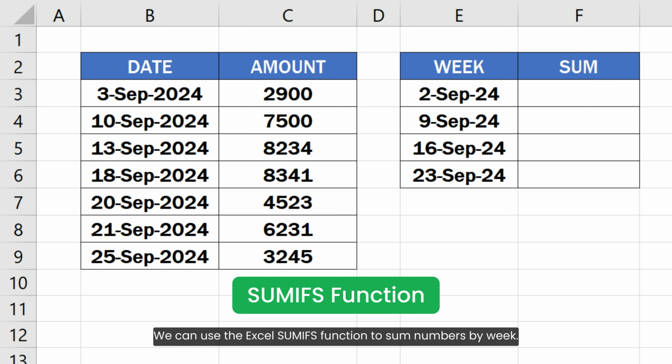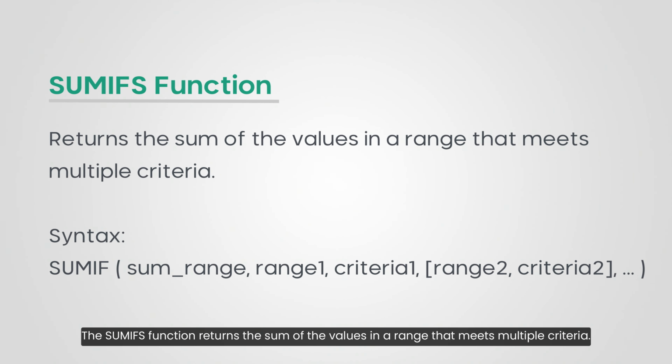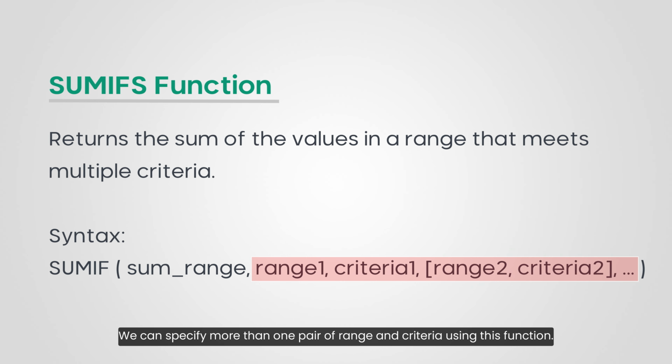We can use the Excel SUMIFS function to sum numbers by week. The SUMIFS function returns the sum of the values in a range that meets multiple criteria. We can specify more than one pair of range and criteria using this function.